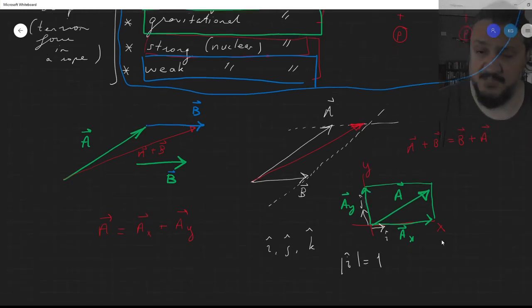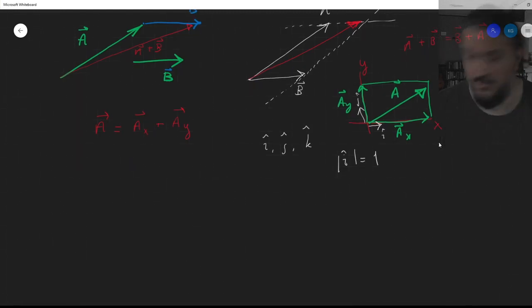Now, in some books, including our book, they don't call it I, J, K. They just use the letters X, Y, Z again, but put a hat on them. Okay, so that's Z hat. Z hat is the same as K hat. I'm going to use them interchangeably. Please do not get confused.